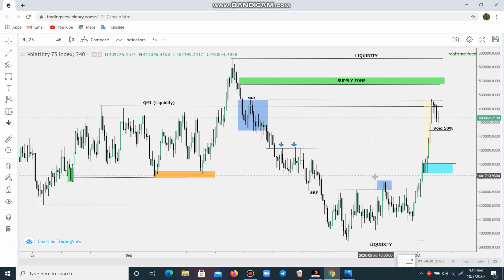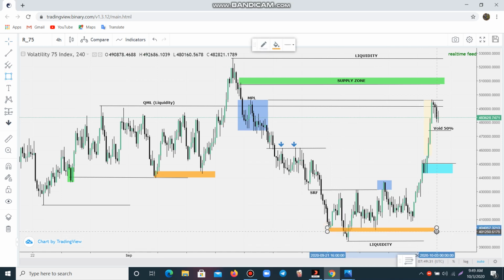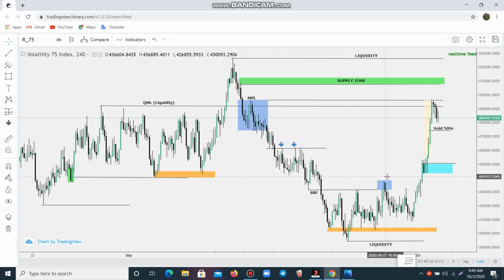Then they fake out again on this area here. As you can check, they drop again more down. But if you check properly, we've got a sort of QML on this zone here. This zone is like a QML, because here is a low, high, low, lower low. Then here they create a higher high, they come down again, they buy.